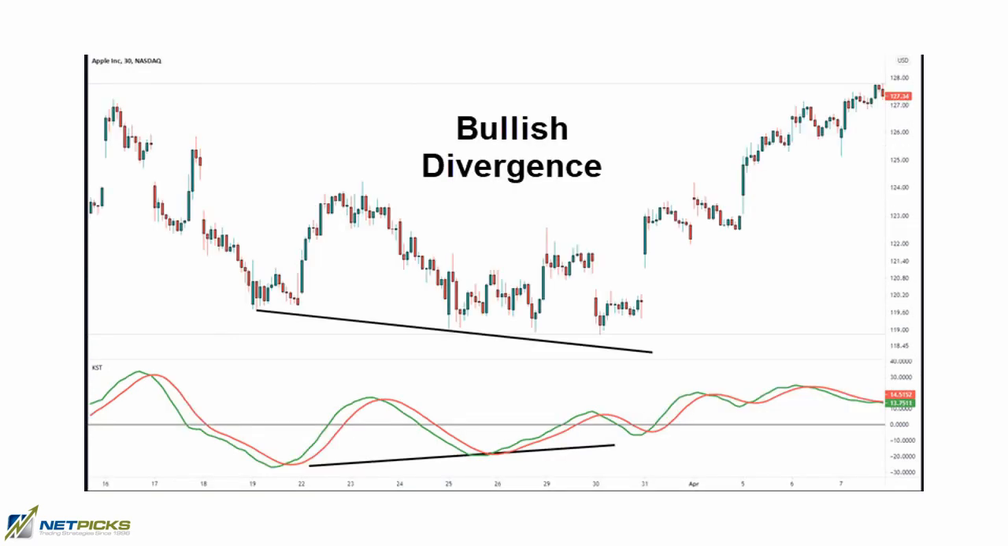That divergence works both ways. As you see, new lows are put in with price right here, but we get a higher low with the indicator, and this points to the potential of higher prices. Now, it's not a certainty, okay? Remember, this is a look-back chart, right?